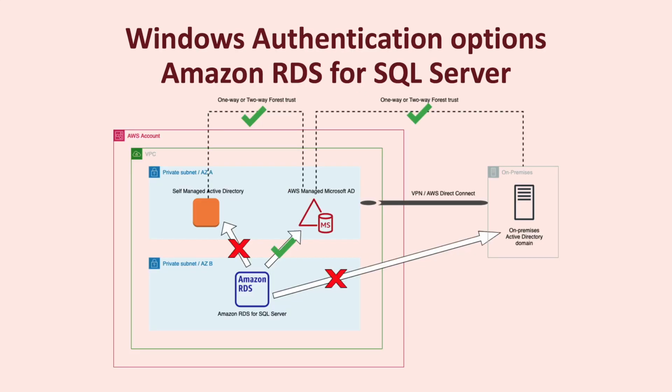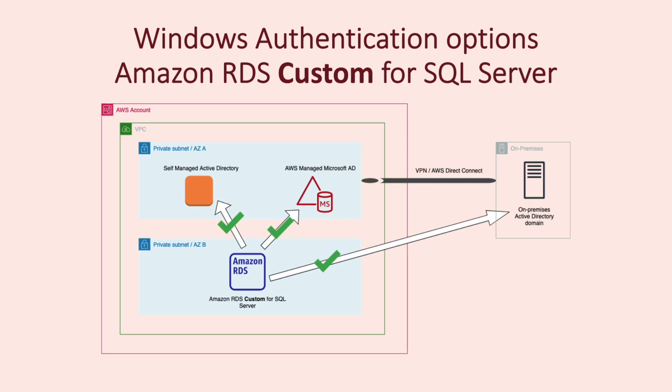Let's now take a look at the Windows Authentication options that are available for Amazon RDS for SQL Server. Before the release of this feature that we're going to talk about today, it was not possible to directly join Amazon RDS for SQL Server to a self-managed Active Directory on Amazon EC2 or on-premises. It was, however, possible to join Amazon RDS SQL Server to AWS Managed Microsoft AD domain. If you needed to provide self-managed Active Directory users access to an Amazon RDS for SQL Server, you could do that by joining Amazon RDS for SQL Server to an AWS Managed Microsoft AD domain and then configuring a one-way or a two-way trust to your self-managed Active Directory.